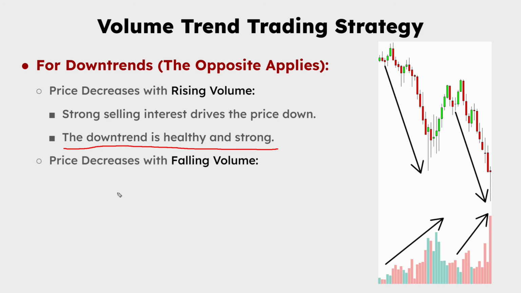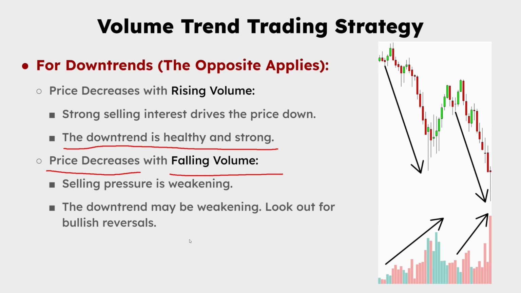But what if we see price decreases with falling volume? Once again, in this case, the opposite applies. It means that the selling pressure is weakening, right? Because if we have falling volume, we don't have as many sellers supporting the move. So this is a sign that the downtrend may be weakening, and you want to look out for bullish reversal signals. Here you can look out for price action signals like candlestick patterns, but you can also of course look out for market structure signals as well.